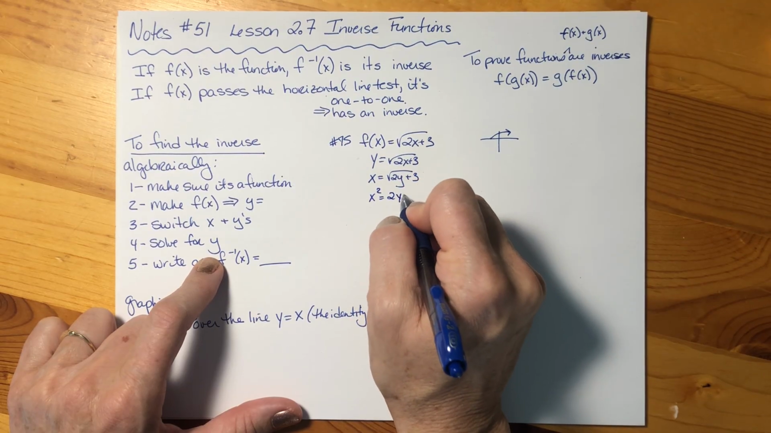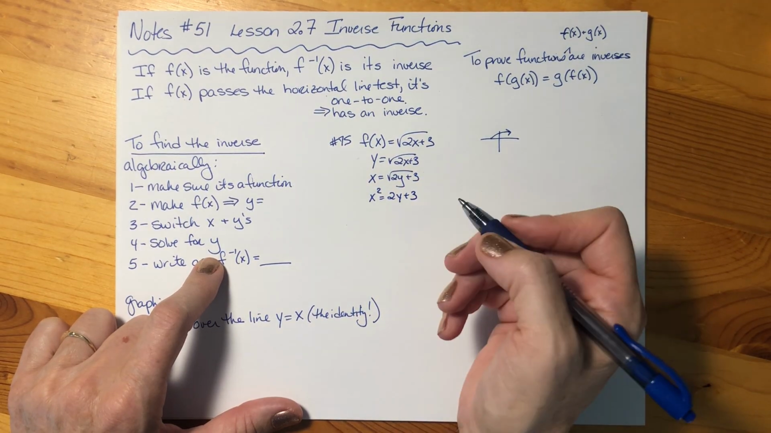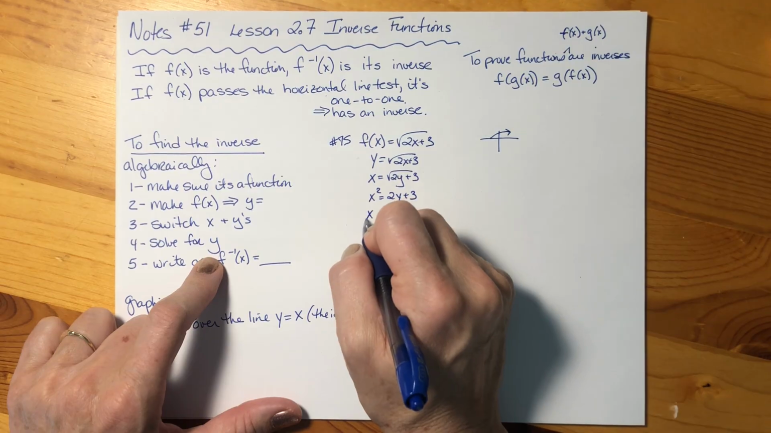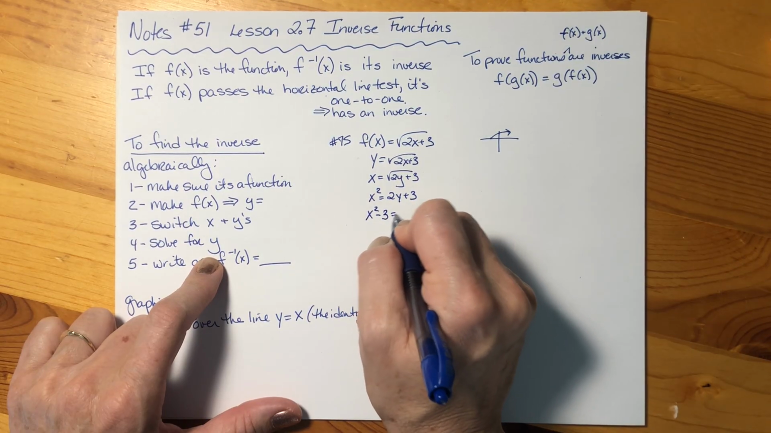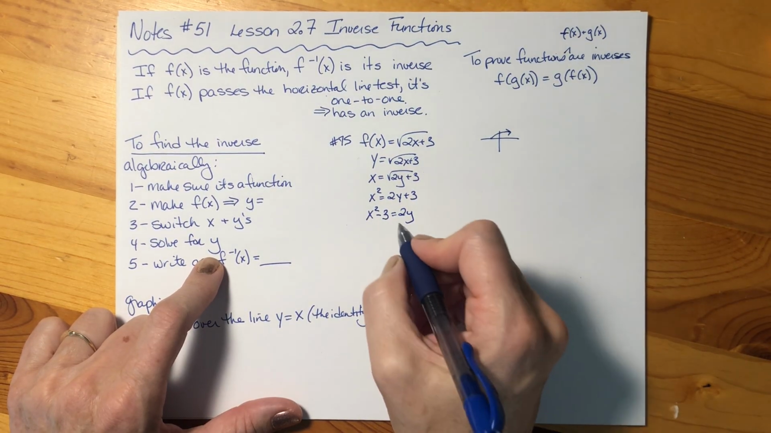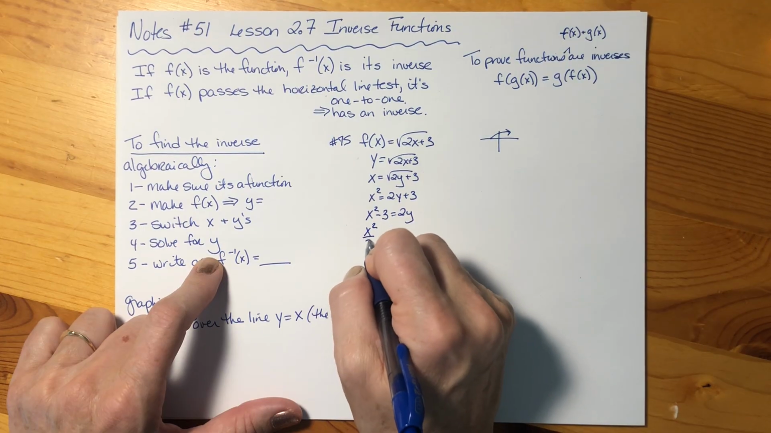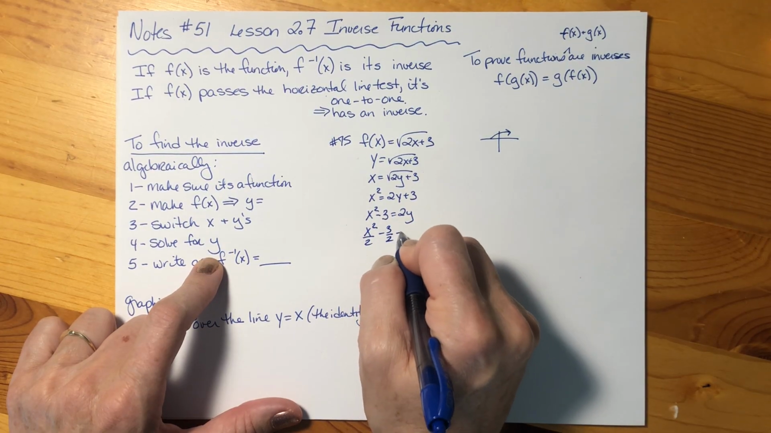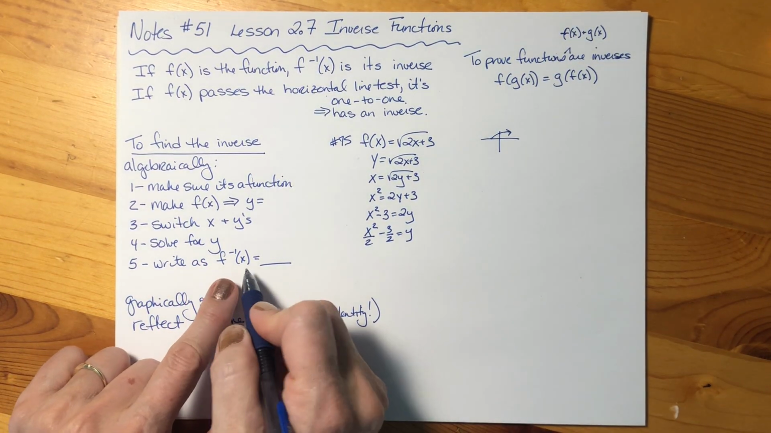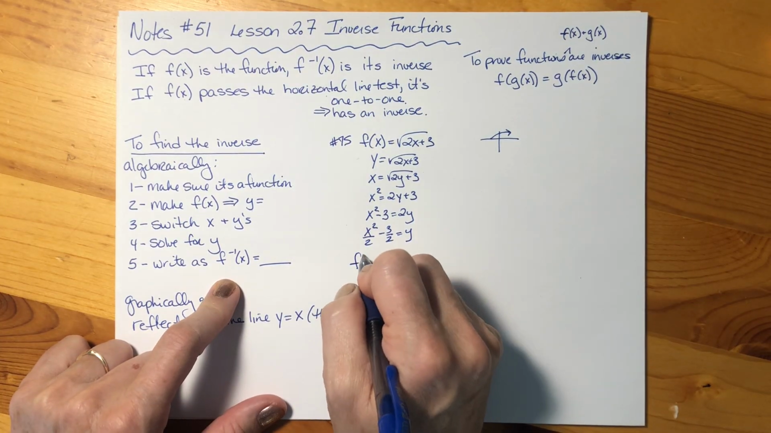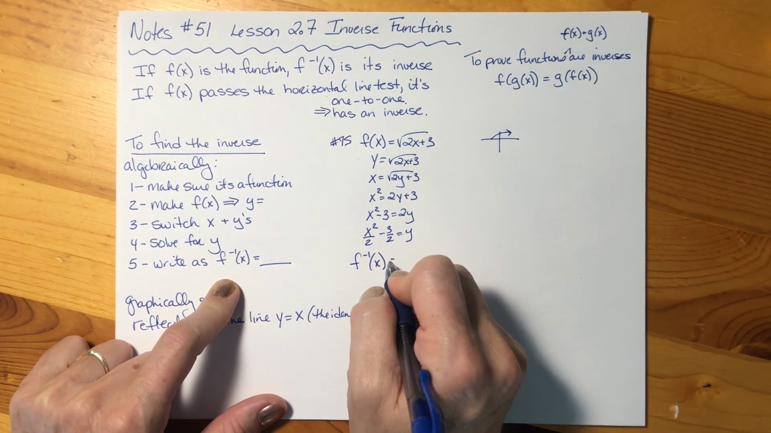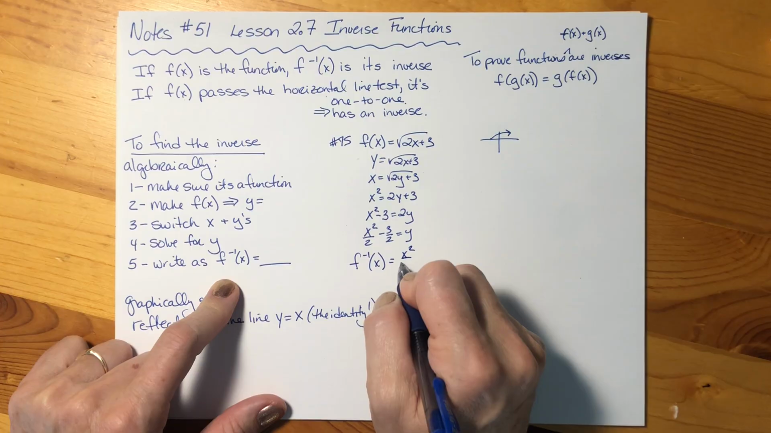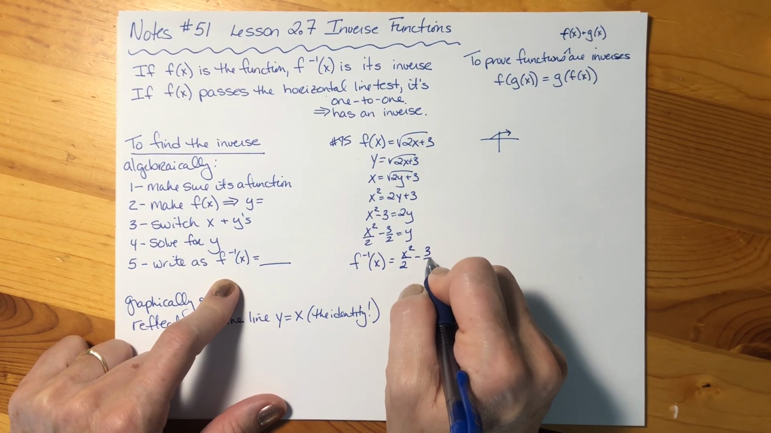So 2y plus 3. Let's solve for y. Let's move that 3 over. So x squared minus 3 equals 2y. Divide everything through by 2. x squared over 2 minus 3 over 2 is equal to y. My last step is to write it in that fancy form. f inverse of x is equal to x squared over 2 minus 3 halves.